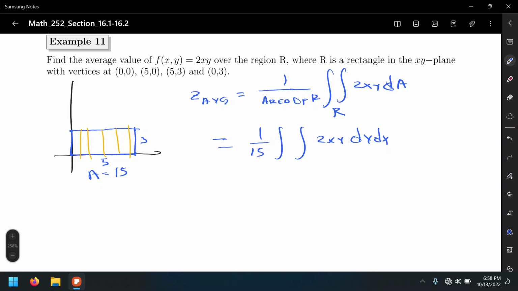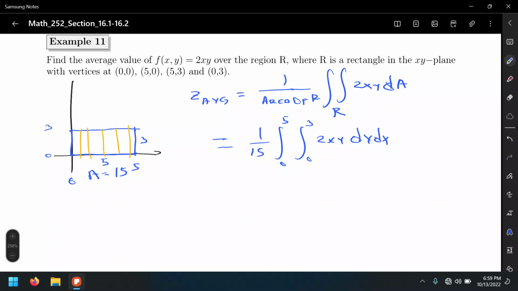Recall that the innermost integral is an integral with respect to y, so we're going to look at the limits in terms of y. In this case, the limits are 0 to 3. And the limits for the outermost integral, in the direction of x, are from 0 to 5. So let's go ahead and integrate this function.